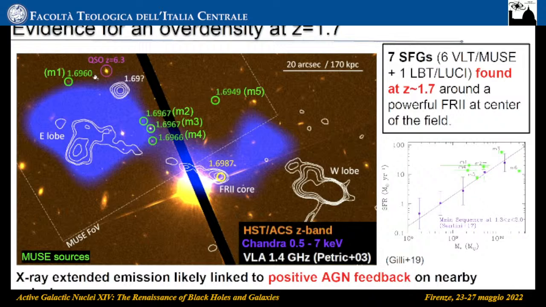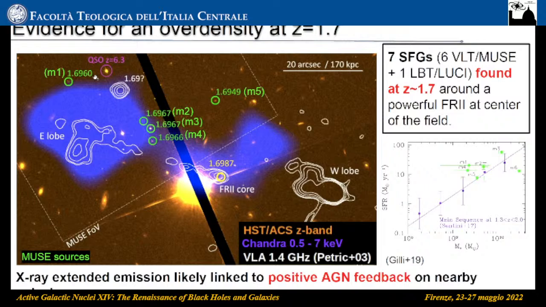And thanks to deep X-ray observations that cover the J1030 field, we also unveiled the presence of a diffuse X-ray emission co-spatial with the radio galaxy. And you can see that, interestingly, 4 of the star-forming galaxies are located at the edge of this X-ray emission, and these galaxies show a specific star formation rate that is higher than those of the other discovered members of the structure, and in general, they show a star formation rate that is higher than main sequence galaxies of comparable stellar mass.